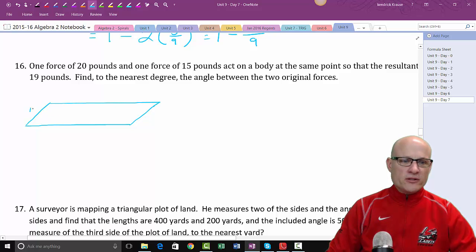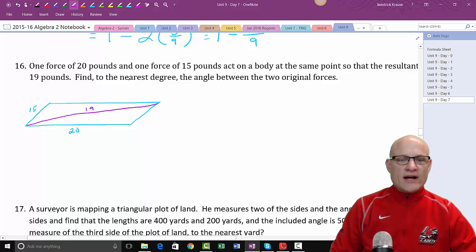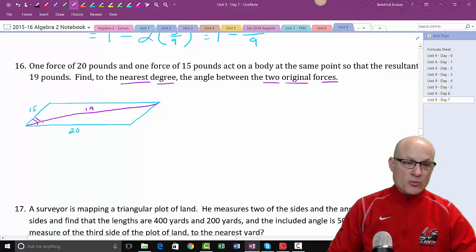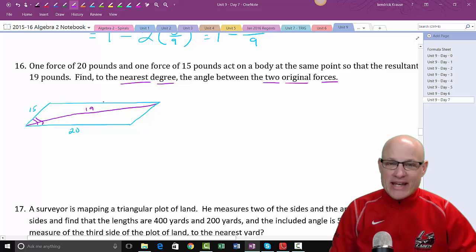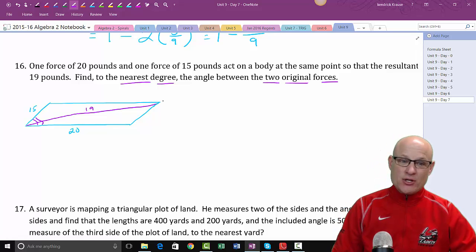So 15 and 20. And the resultant is 19 pounds. Find to the nearest degree the angle between the two original forces. So I need to find this angle. Now, if you remember correctly, you can't find that angle. Finding that angle is not possible. But you can find this angle.